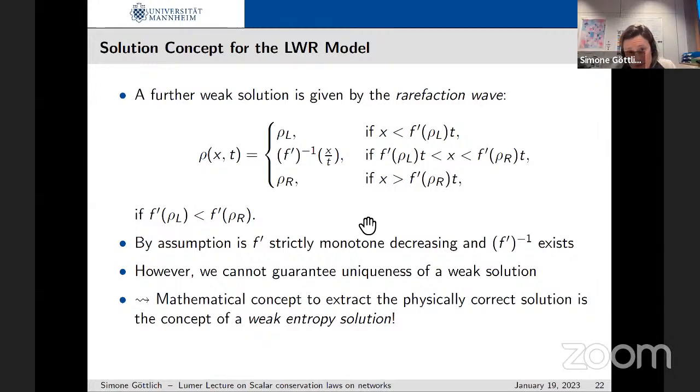So, but again, this is a weak solution. You could insert into the definition of weak solutions and really compute out of this definition that this is a weak solution. But so far, we have given now 2 weak solutions, but we cannot ensure uniqueness so far. And to come up with a topic of uniqueness, we need a new concept to really extract the physically correct solution. And this is now the weak entropy solution.